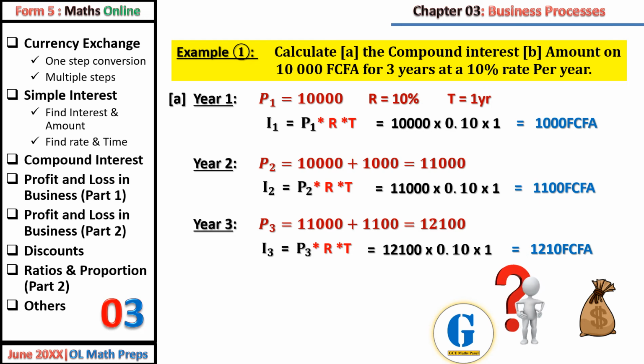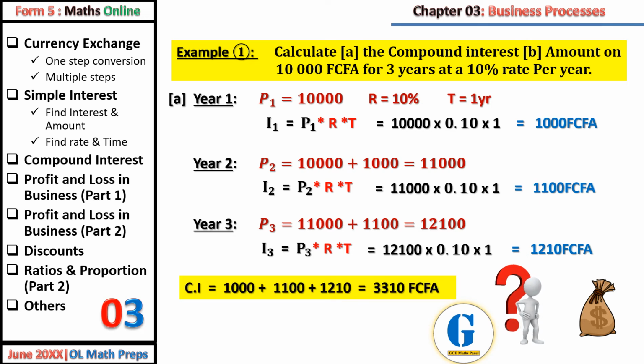Therefore, our compound interest for these 3 years will be equal to the interest of year 1 plus the interest of year 2 plus the interest of year 3, which is equal to 3,310 francs FCFA.